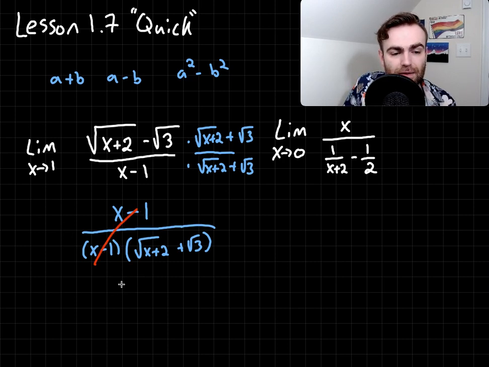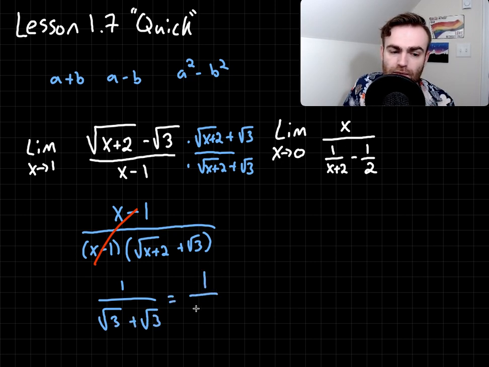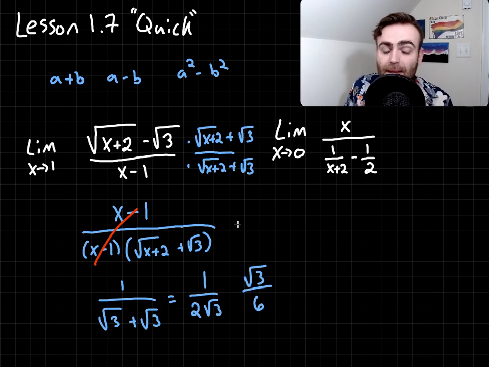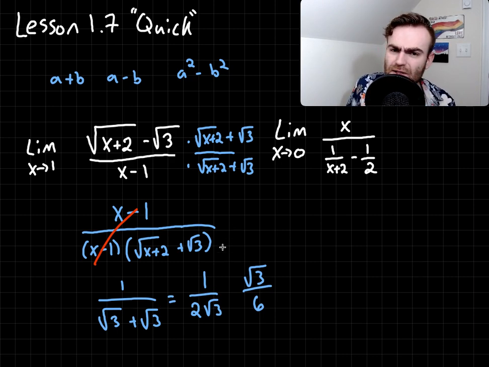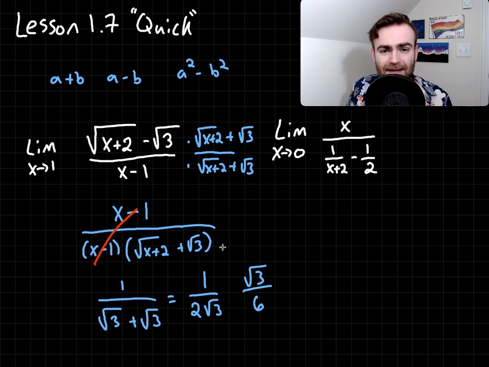And so we have 1 over the square root, and I'm going to evaluate it now, which is the square root of 3 plus the square root of 3, which is equal to 1 over 2 square root of 3. If you want to rationalize that, you can. You would get root 3 over 6. And that is the answer. That's really cool, and it's kind of awesome that that happens.